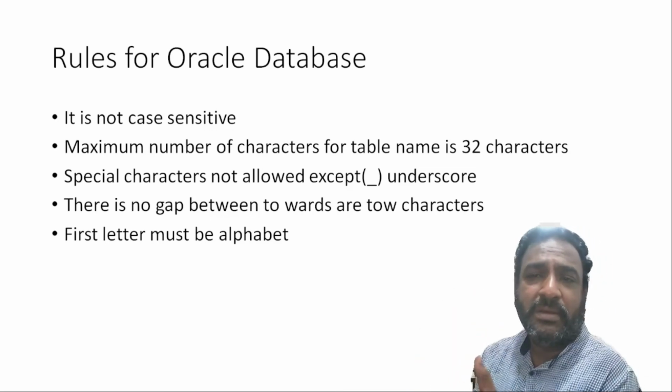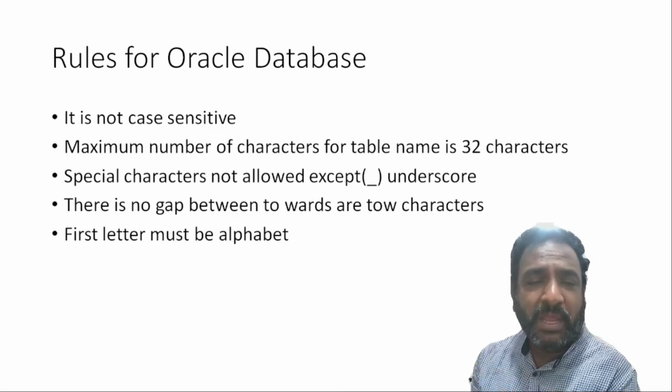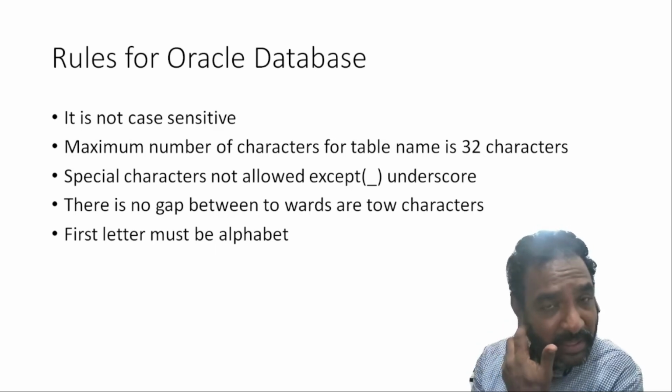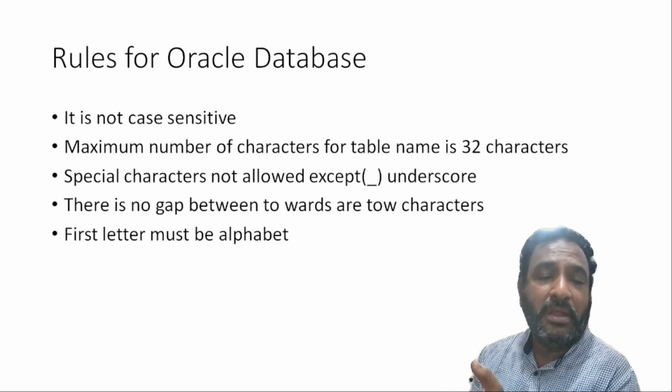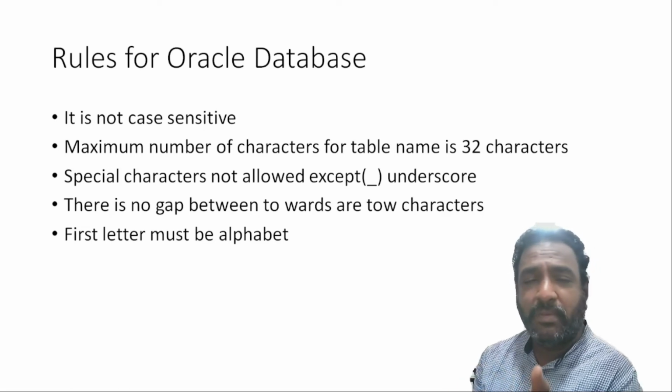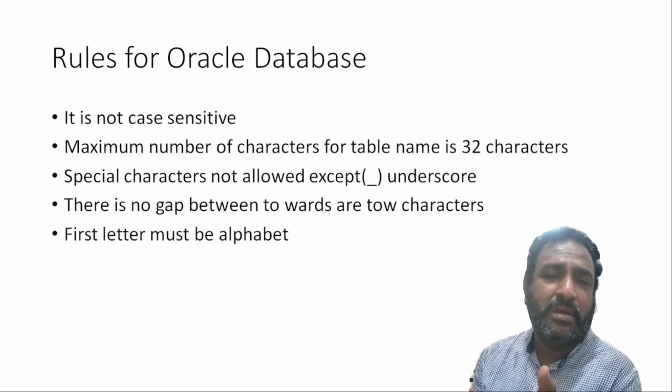And then the next one is the first letter must be an alphabet. That may be an attribute name or a table name. The first letter must be an alphabet, not a number.